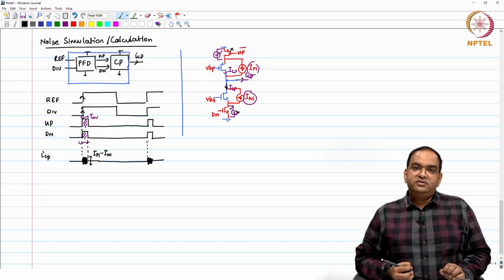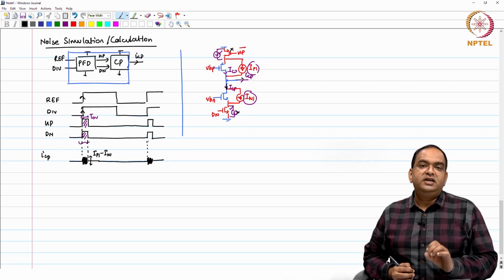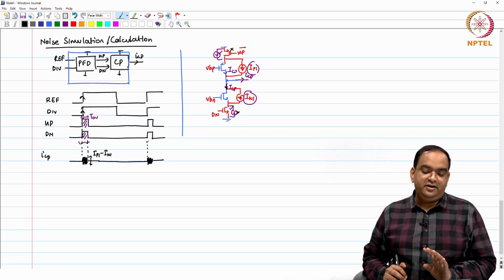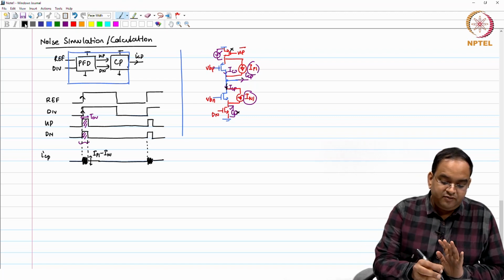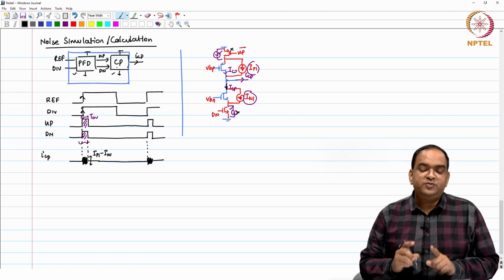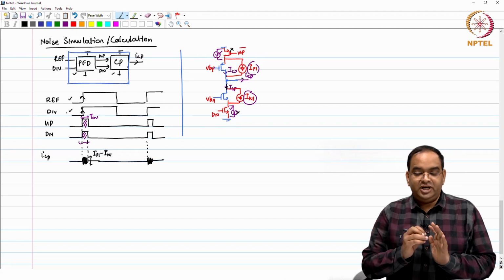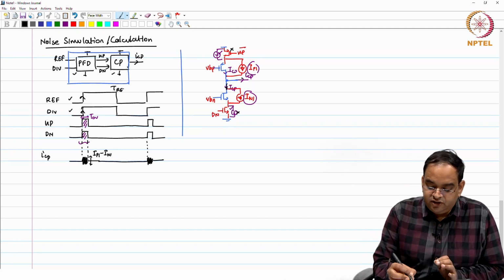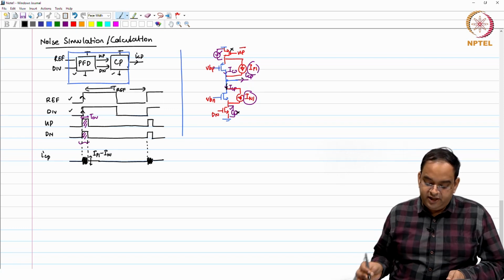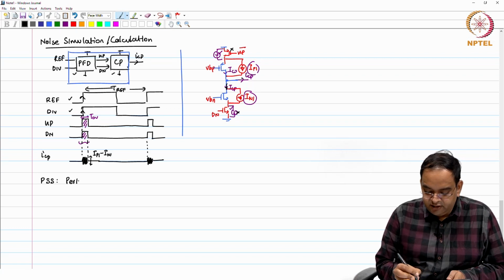What we need to do is find the noise spectral density for this current. The method we widely adopt is to simulate your PFD plus charge pump together, and feed the same pulses to reference and divide so that there is 0 phase error. This is your reference clock period. The simulation is done with the help of PSS analysis, which is periodic steady state analysis.